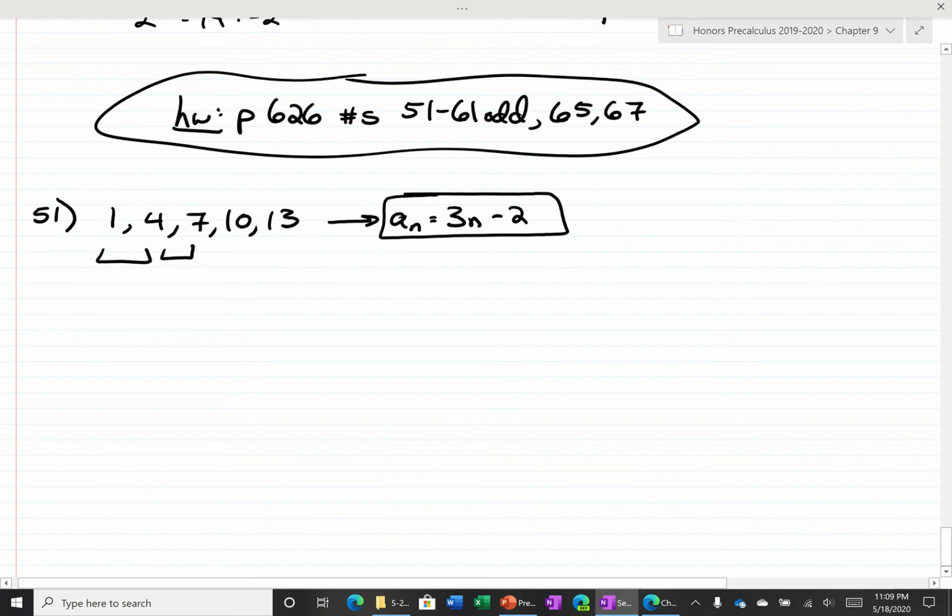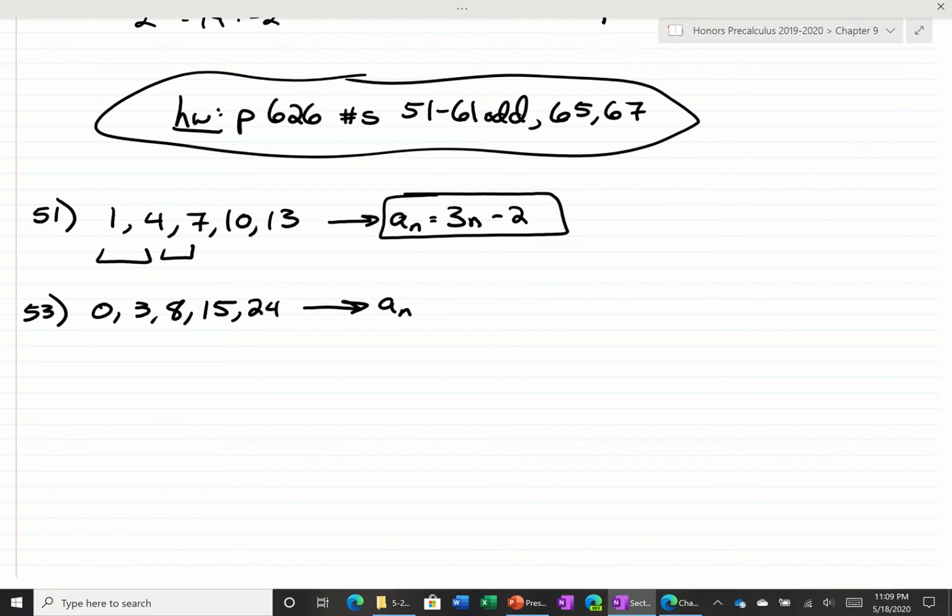For number 52, or what are we on? We're doing the odds, 53. We have 0, 3, 8, 15, and 24. Okay, well, doesn't look arithmetic. We're going up by 3, and then 5, and then something else. So let's see if maybe we could square something. Well, I know 1 squared is 1, 2 squared is 4, 3 squared is 9. So it looks like we're squaring whatever term it is and then subtracting 1.